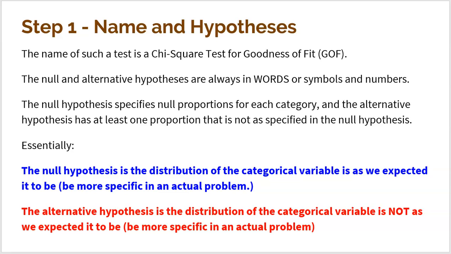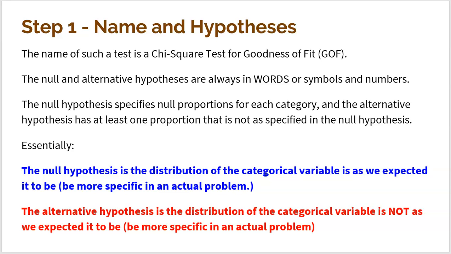Let me backtrack for 1 second. You can use numbers if you wanted to, but I actually don't recommend it. It's easier just to use words. Basically the null is that everything is the way that we thought it was. The distribution we thought was true is okay. And then the alternative is, whoa, something's not fitting. Even if it's at least one of those values, it doesn't seem to fit.